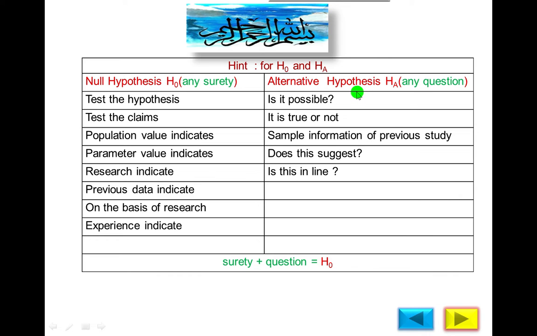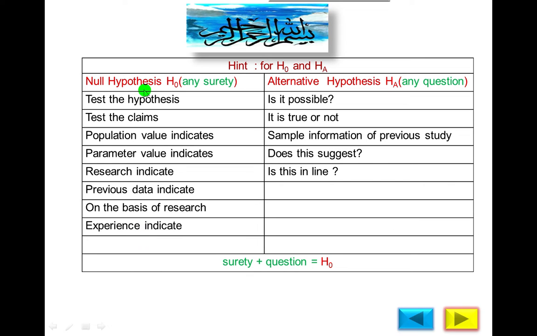So the most important thing is how we will decide whether the statement represents the null hypothesis or alternate hypothesis. These words indicate the null hypothesis and alternate hypothesis. This is the hint for selection of the value or statement or condition of the null hypothesis and alternate hypothesis. So these words indicate the null hypothesis.